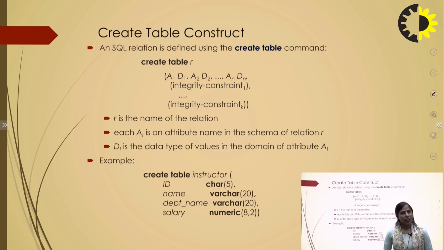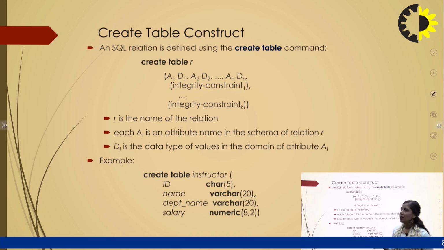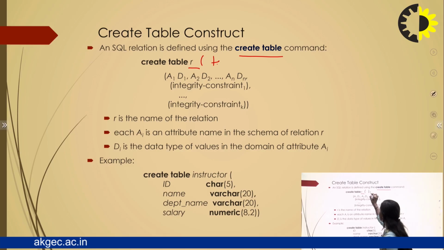Then there are various commands in which we use different operations. First of all, how to create a particular table, how to create a particular relation in SQL. So let's define how we can create the table. In SQL, a relation is defined by using create table. First, we have to write create table, and whatever name you are going to give, you can give. Over here we have given the name R. So R is a relation, or we can say we can create a table.